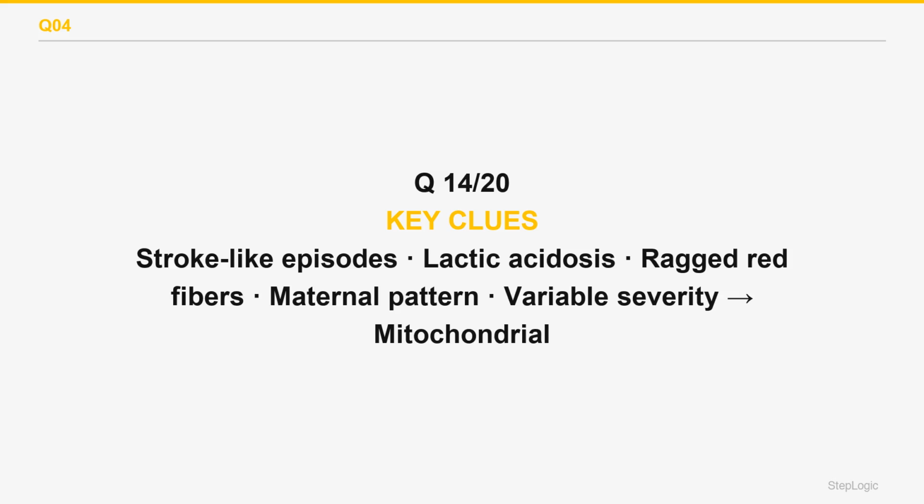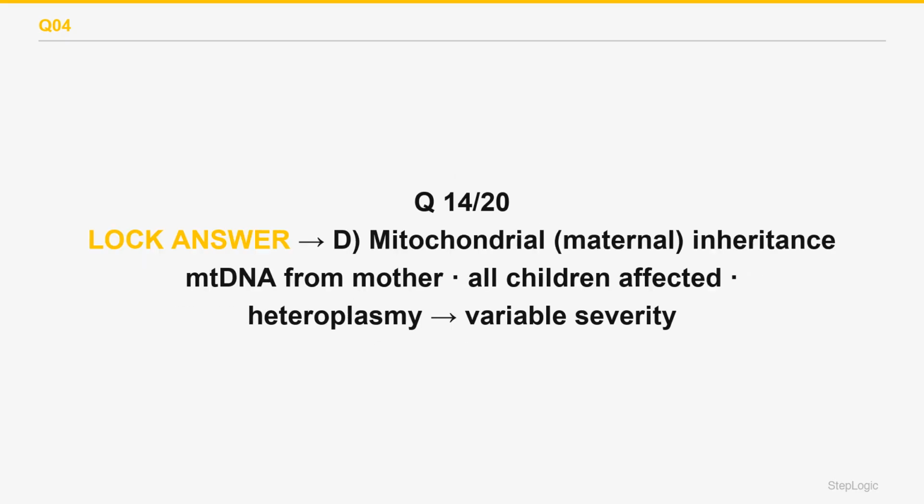Ragged red fibers and lactic acidosis reflect defective oxidative phosphorylation. The disease described is MELAS, mitochondrial encephalomyopathy, lactic acidosis, and stroke-like episodes. Key contrast: in mitochondrial inheritance, an affected father transmits to no one, which immediately separates it from autosomal and X-linked patterns. Heteroplasmy explains the variable expressivity.